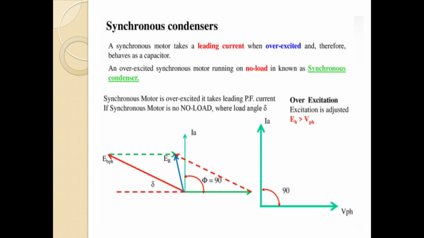The overexcited synchronous motor running at no load is called a synchronous condenser. The overexcited synchronous motor takes a leading power factor at an angle of delta. Overexcitation means that the back EMF is greater than the applied voltage. This is the phasor diagram of the synchronous motor.